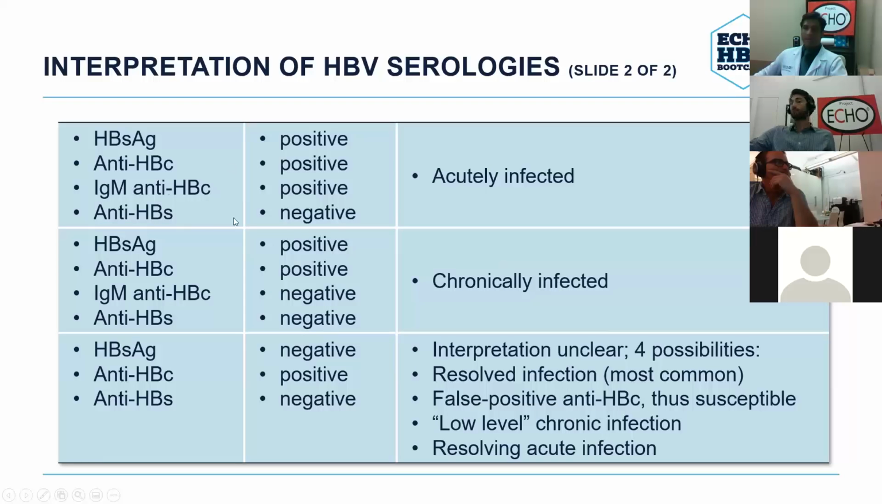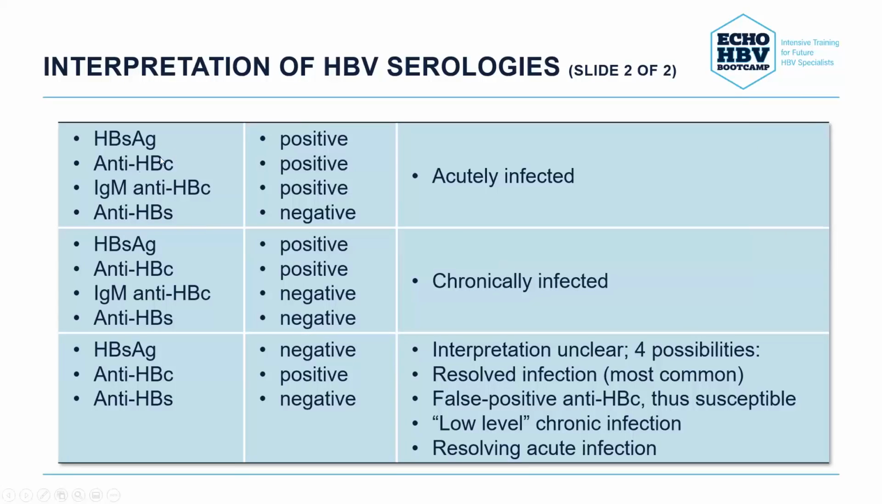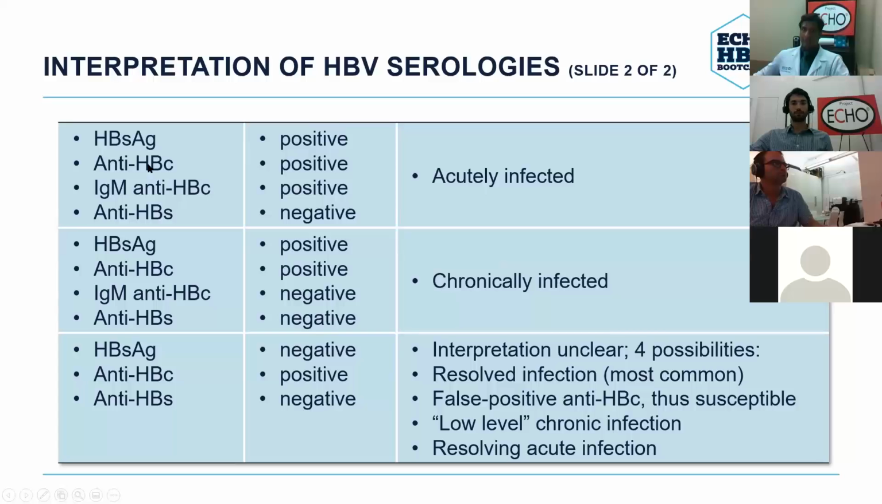So now, moving along with the serology interpretation, you're seeing that hepatitis B surface antigen is positive. That obviously means that the patient has hepatitis B. The core antibody is positive. IgM is also positive. When you're testing for core antibody, typically it's IgG and IgM. And if IgM is also positive, this is a case where the patient is acutely infected.